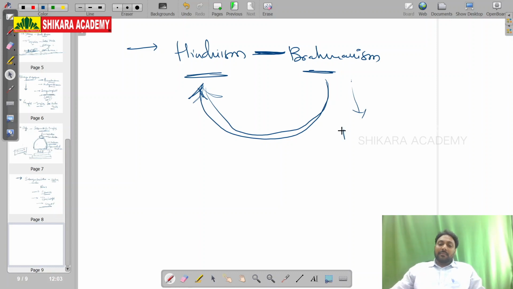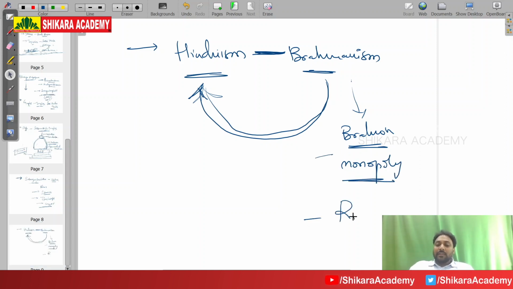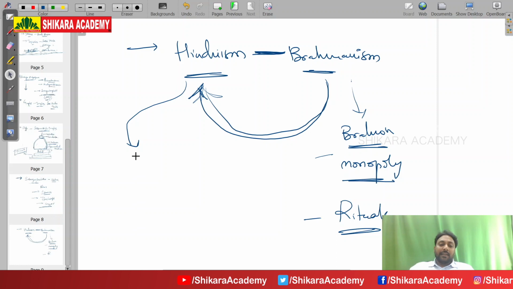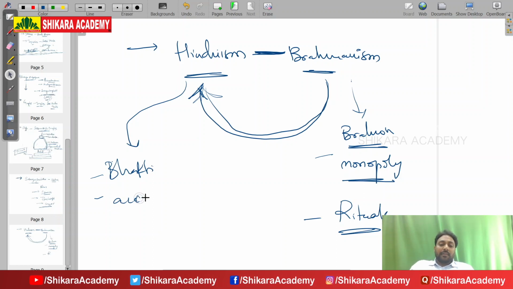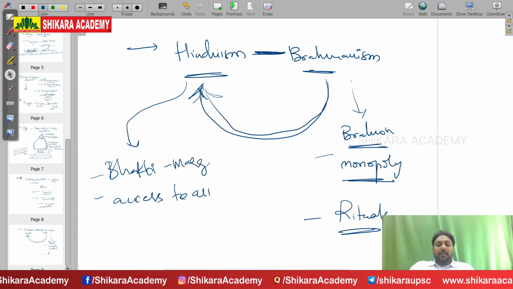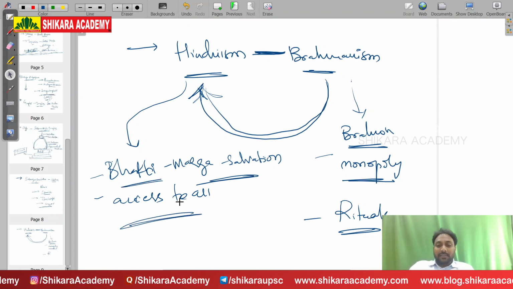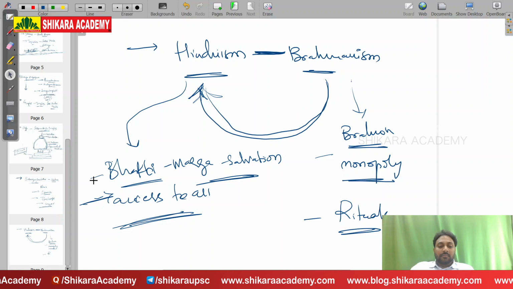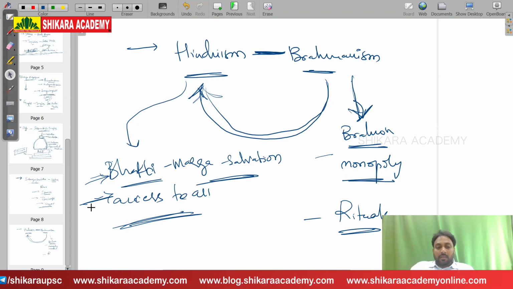When I say Brahmanism, here it means Brahmin monopoly on religion. In Brahmanism, rituals are the way to attain salvation. In Hinduism, it is bhakti, and there is no Brahmin monopoly. Hinduism has access to all communities. Bhakti is a marga for salvation. Understand? Bhakti margam.